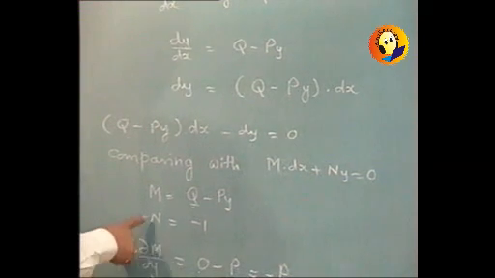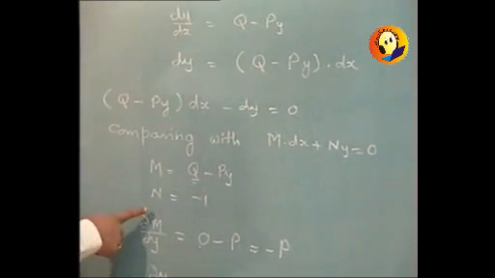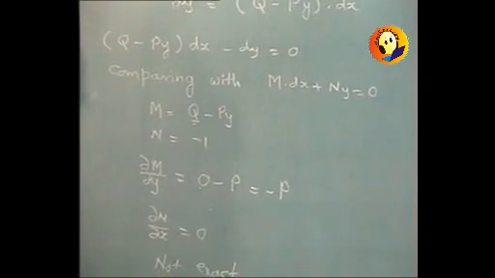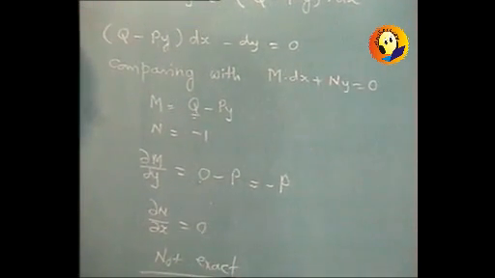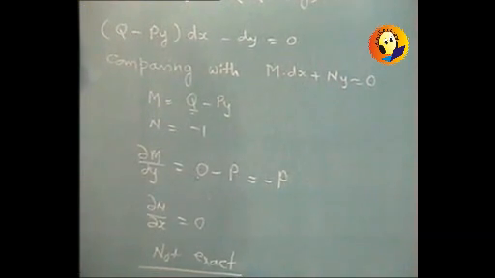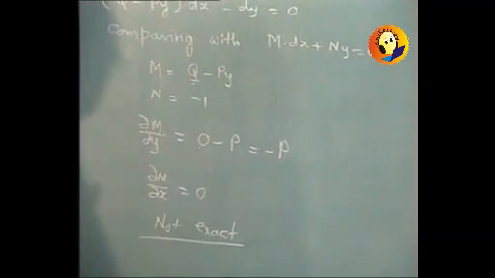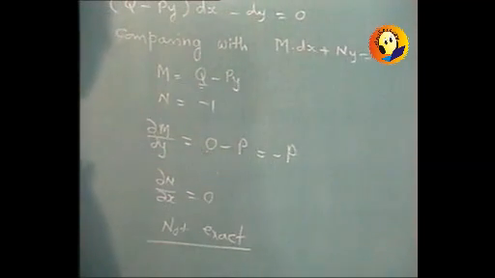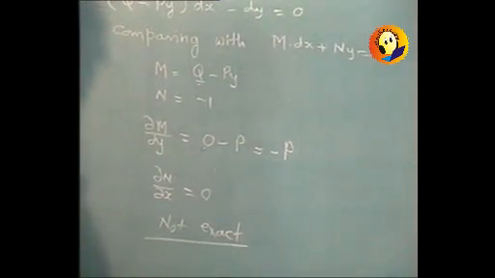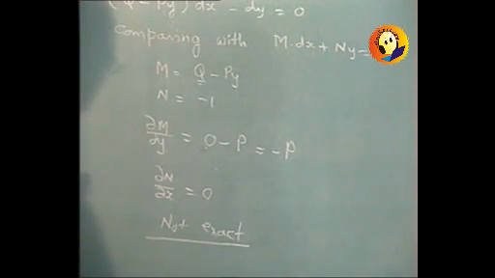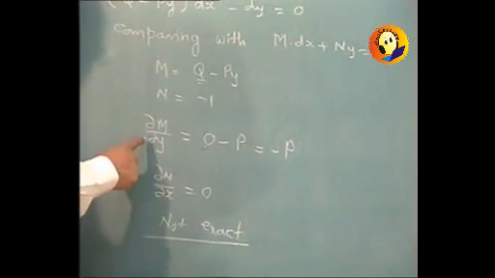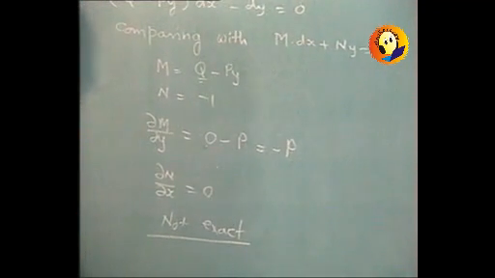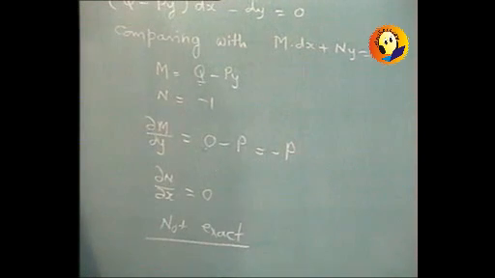So m comes out to be q minus py and n is minus 1. Dou m by dou y, that is, we are required to differentiate m with respect to y treating x as constant. Q being function of x, its differentiation is 0, and py will be differentiated with respect to y, will come out to be p. So dou m by dou y is minus p, whereas n being minus 1, its differentiation will be straight away 0, and we find that dou m by dou y is not equal to dou n by dou x. So the equation is not the exact one.